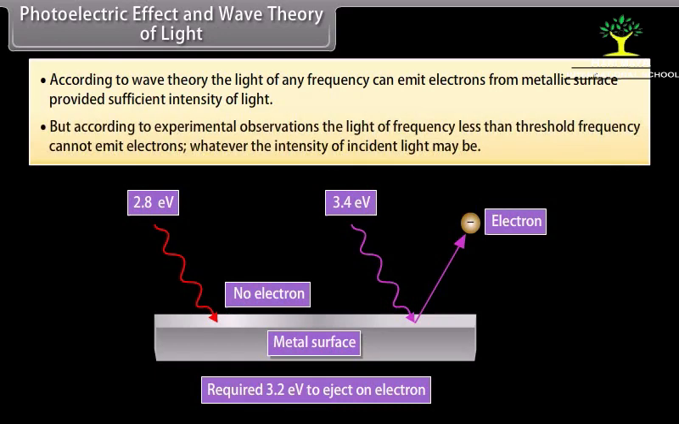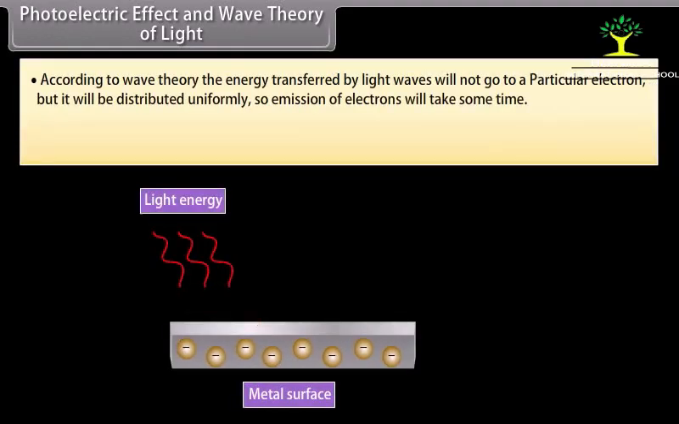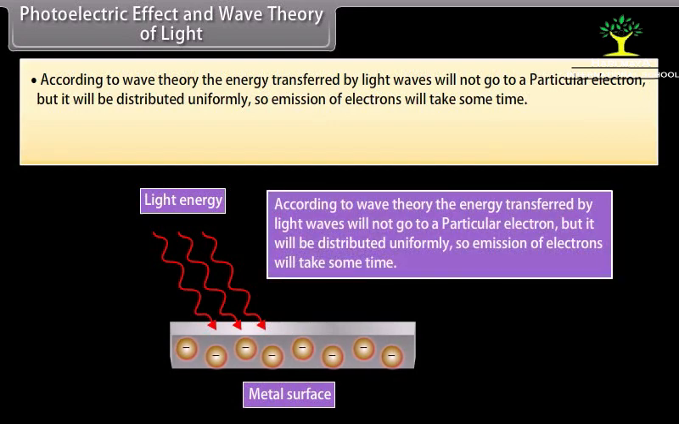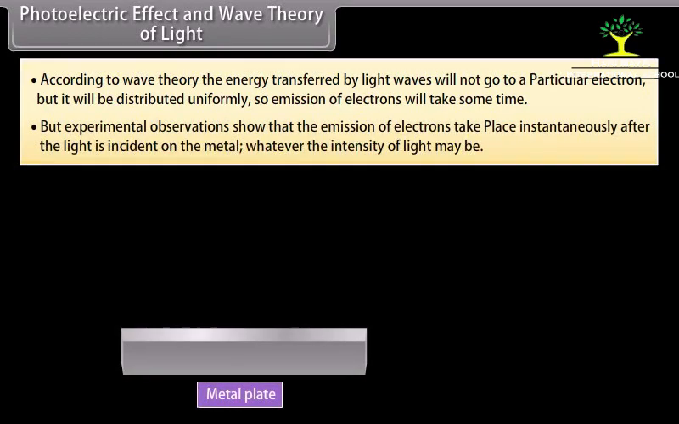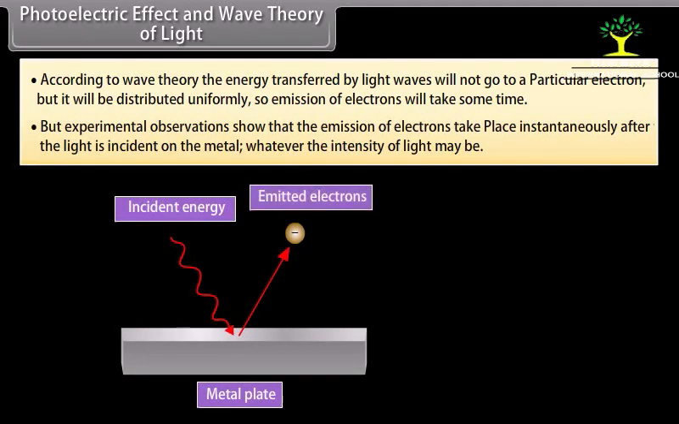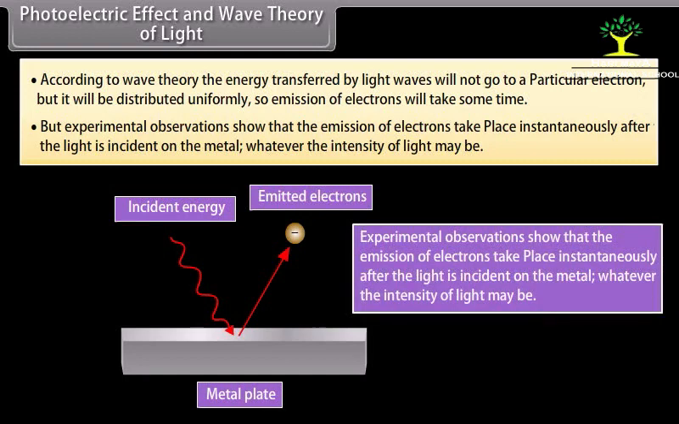But according to the experimental observations, light of frequency less than threshold frequency cannot emit electrons, whatever the intensity of incident light may be. According to wave theory, the energy transferred by light waves will not go to a particular electron, but it will be distributed uniformly, so emission of electrons will take some time. But experimental observations show that the emission of electrons takes place instantaneously after the light is incident on the metal, whatever the intensity of light may be.